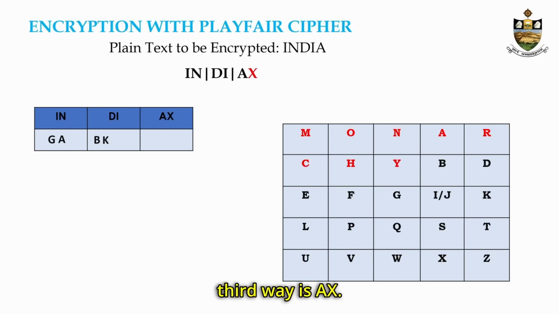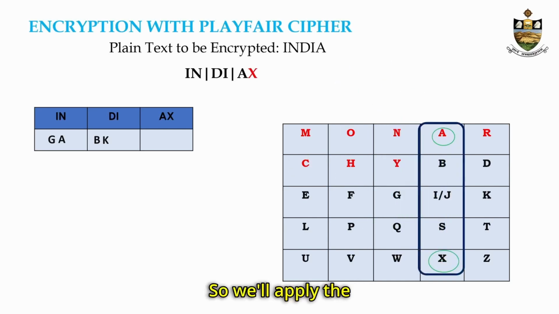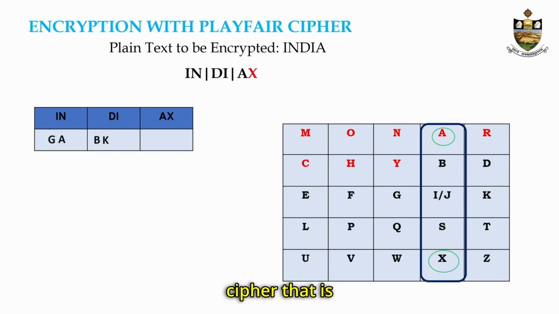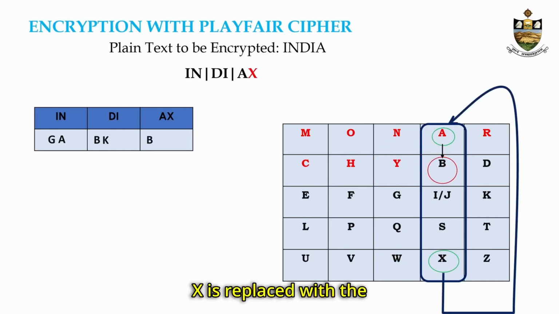Coming to the third pair, AX. A is in the first row, fourth column. X is in fifth row, fourth column. Since the pair of letters are in the same column, we'll apply the second rule of Playfair Cipher, that is, A is replaced with the letter just below it, that is B. X is replaced with the letter just below it, but there are no letters in the next row of the matrix, hence X is replaced with A. The ciphertext for AX is BA.